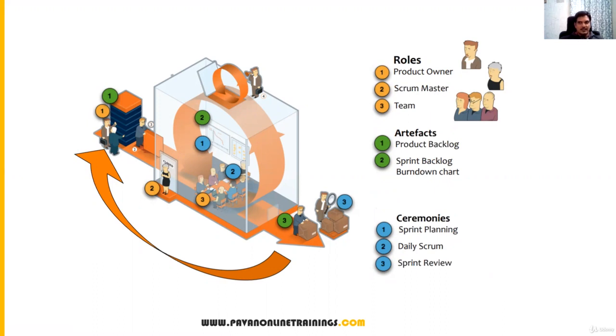So what are the roles? As we discussed earlier, product owner, scrum master, and team. The product owner will define the requirements and write the stories. The scrum master will organize the meetings and drive the process, and the team will perform tasks like development and QA activities. Artifacts means what documents we have: product backlog, sprint backlog, burn down chart. These are the artifacts we get in Agile or Scrum. What are the ceremonies we do? Sprint planning, daily Scrum meeting, and sprint review or sprint retrospective. These all come under ceremonies.